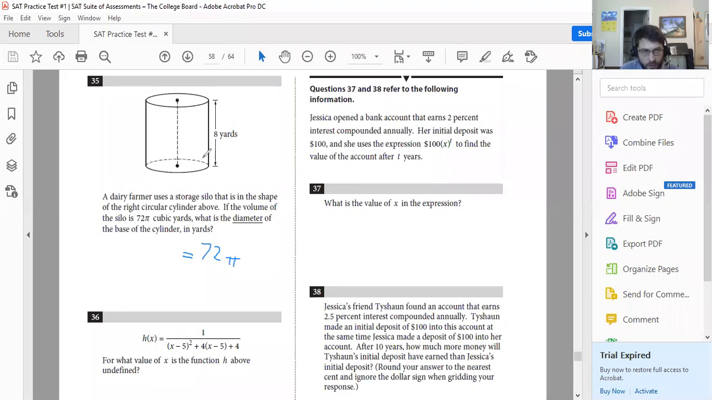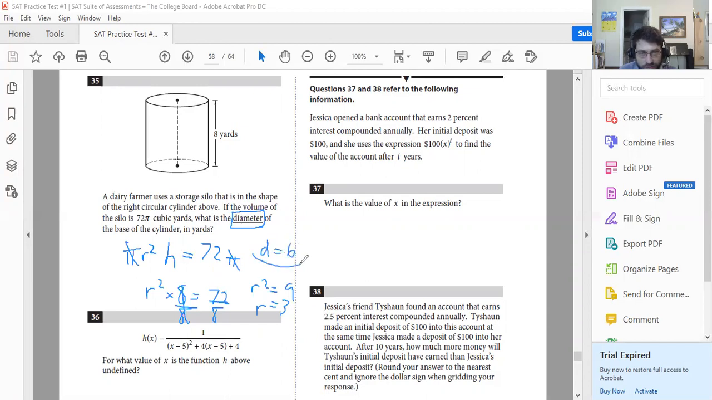You could also think about it: what's the area of a circle? Hopefully you remember it's pi r squared. It's just a height straight up, so we just multiply it by h. Here the pi's cancel out. Our height is 8. So 72 divided by 8 is 9. R squared equals 9. R equals 3, and they want the diameter. Hopefully you don't miss that. So multiply it by 2, and our diameter is 6 yards.